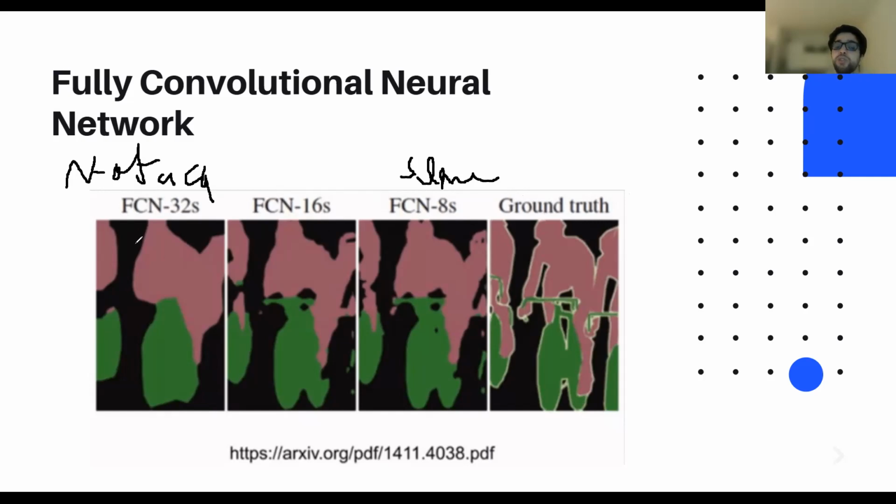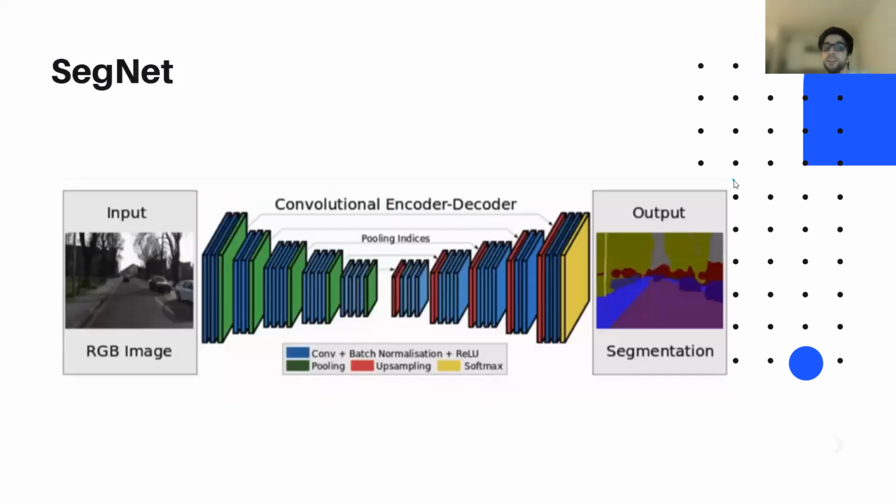Now, depending on what your goal is, you might want to use this one or this one. So this gives you a lot of flexibility in what kind of architecture to use. The next architecture is called SegNet, right? SegNet is again a very similar type of encoder decoder.